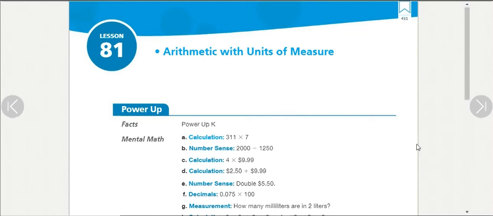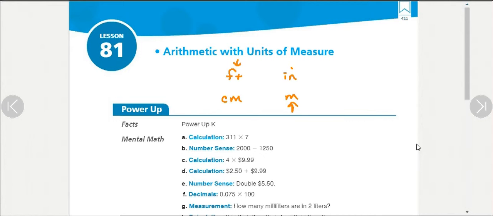Course 1, Lesson 81 has us doing math, or arithmetic, if you want to talk fancy, using units of measure. What's an example of a unit of measure? Units of measure are like feet, abbreviated FT, or inches, centimeters, meters. First of all, which one's bigger, feet or inches? Feet, of course, and meters are bigger than centimeters.